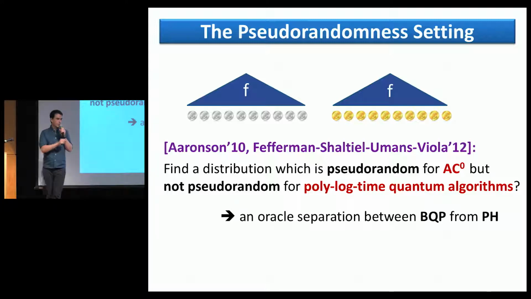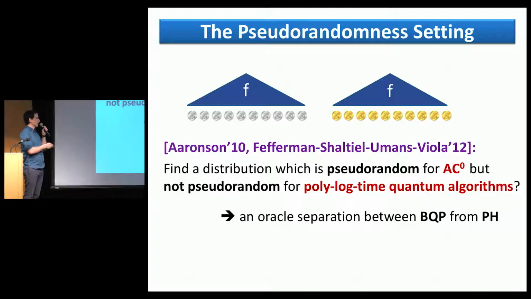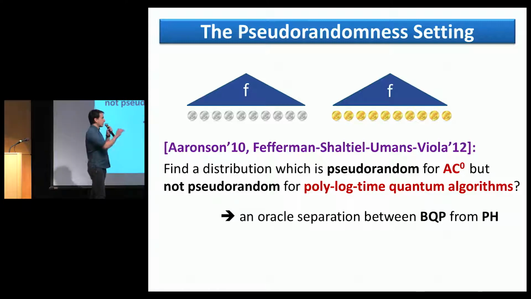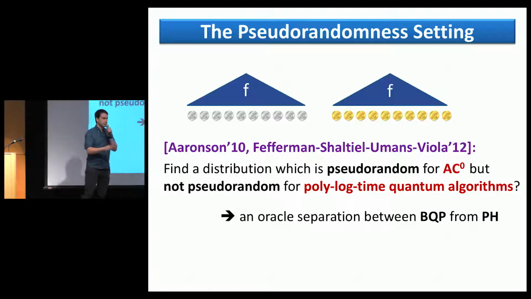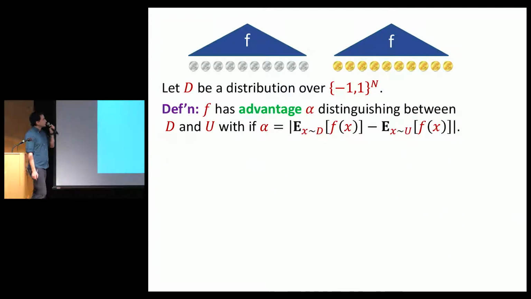Maybe I will show you a little bit of this reduction in a few slides, but for now, let's focus on this question. We are really asking for a distribution on Boolean strings that looks random to shallow circuits, but doesn't look random to super efficient quantum algorithms. So I want to state our result in this language. I say that the function f has advantage alpha distinguishing between the distributions D and U if alpha is the difference between the acceptance probability of f on D and the acceptance probability of f on U. Recall that pseudorandomness just means that alpha is small.